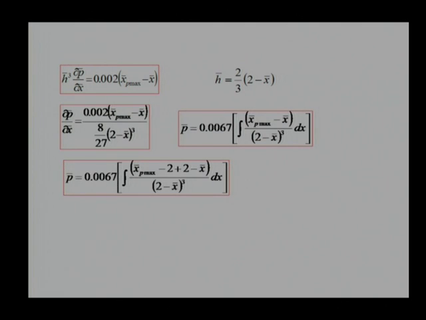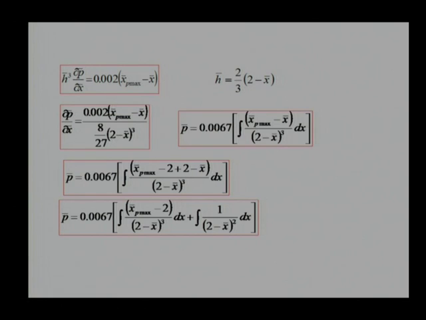We can do some manipulation. Let us put subtraction of 2 and addition of 2. That means -2 plus 2 will make it 0. We are not losing anything, but we are able to make one bracket, which will turn out to be a separate expression in 2 minus x, and this will turn out to be constant. So, we can get 2 integration terms, something like this.